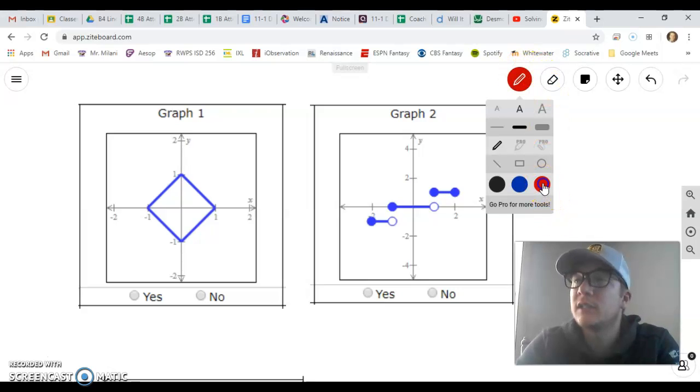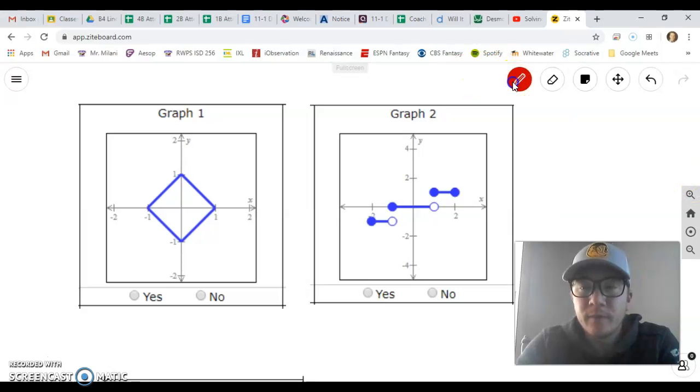Oh, Wilson's excited about the vertical line.